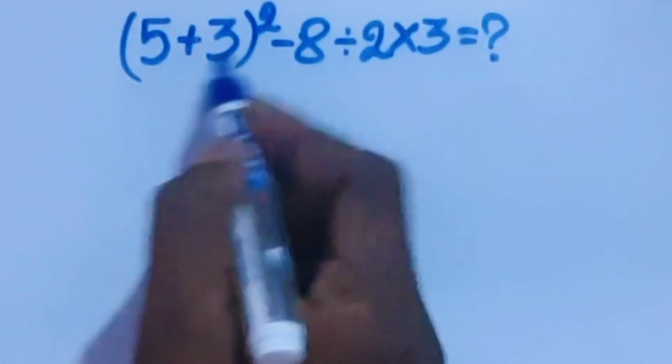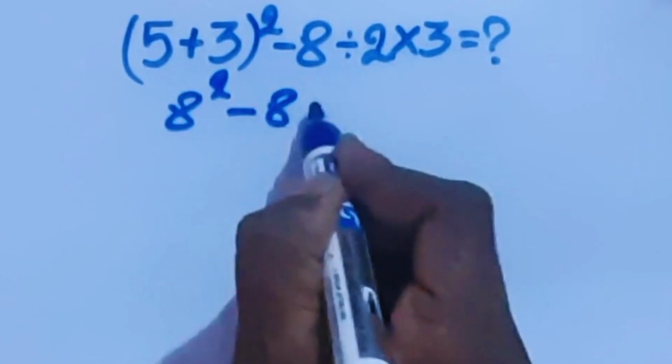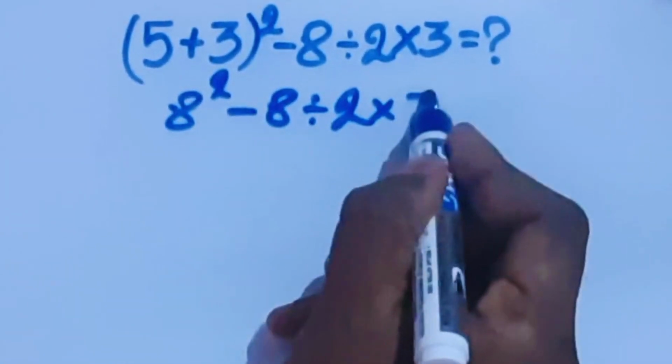Hi guys, here 5 plus 3 is 8 squared minus 8 divided by 2 times 3.